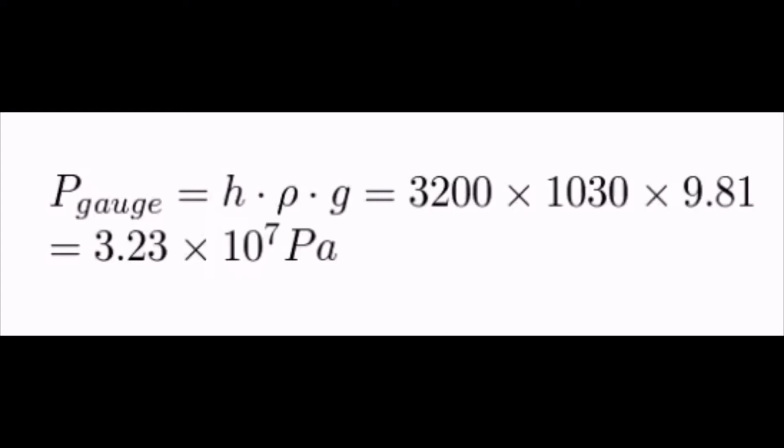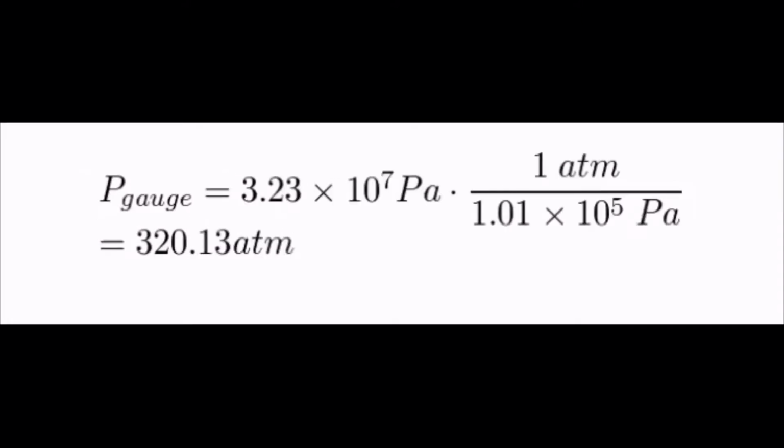We still have one final step because the question states that we would need to express our answer in both Pascal and in atmospheric pressure. Our final step would be a simple conversion of Pascal to atm. We would just need to divide the answer we got by 1.01 times 10 to the 5th because we know that 1 atm is equal to 1.01 times 10 to the 5th Pascal. After converting, our answer would be 320.13 atmospheres.